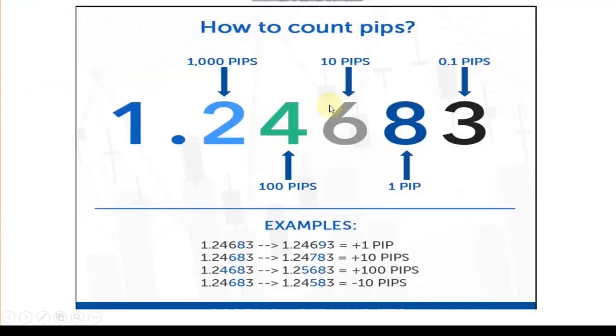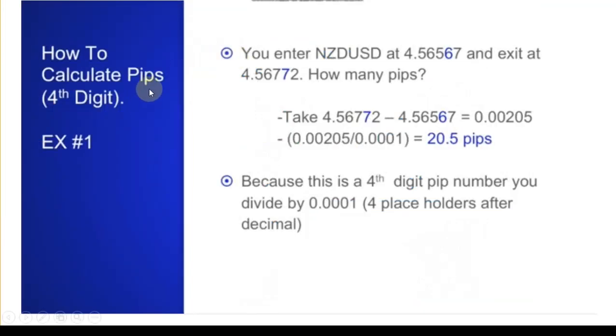what we have next. So I'm sure you must have gotten this. For example, how to calculate if you entered NZD USD at 4.56567 and exit at 4.56772. How many pips? The simple thing you do, you just use your calculator, subtract this from this. This is what it will give you.